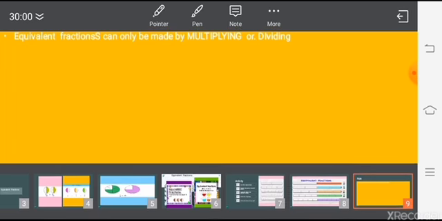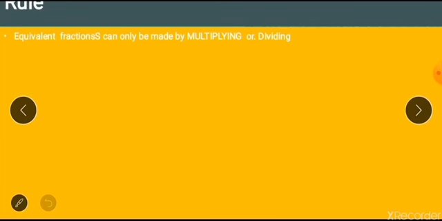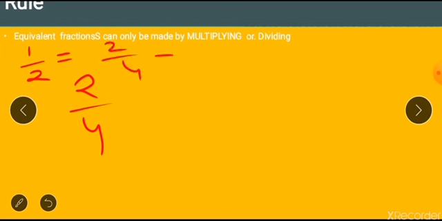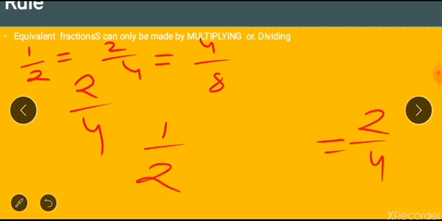Means what I am saying here, equivalent fractions can only be made by multiplying or dividing. Means if I am taking 1 by 2, then I am taking 2 by 4, then I am taking 4 by 8. So these are equivalent fractions. But how can I get 1 by 2 equivalent to 2 by 4? How can I get this number?